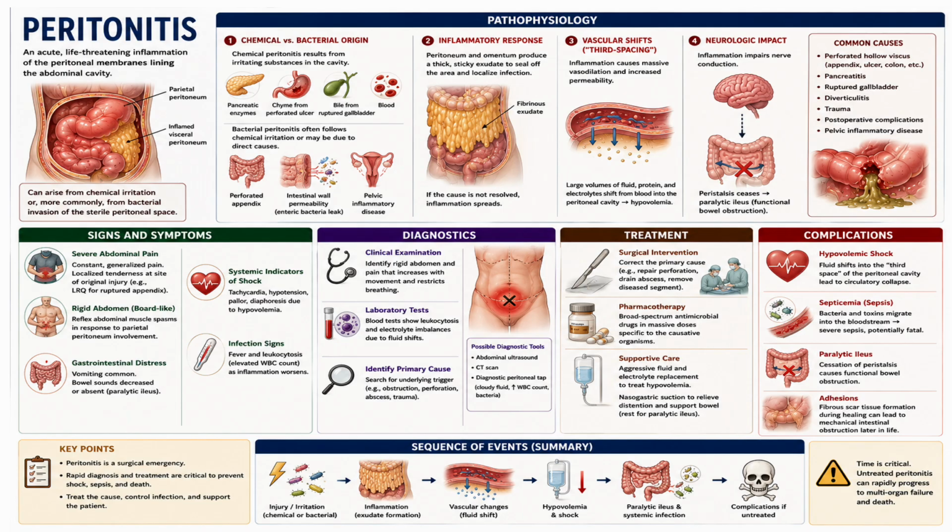Diagnosis relies on clinical examination of abdominal rigidity and lab tests to assess electrolyte imbalances, and identify the underlying perforation or obstruction. Treatment is a medical emergency, requires surgery to repair the primary cause, massive doses of antibiotic, antimicrobial drugs, and aggressive fluid replacement to stabilize the patient, because now the fluid is in the third space and not in the vascular system or the tissues, which can cause severe hypovolemia. If not resolved quickly, the condition can progress to fatal septicemia or lead to the formation of fibrous adhesions that can cause mechanical intestinal obstructions later in life.